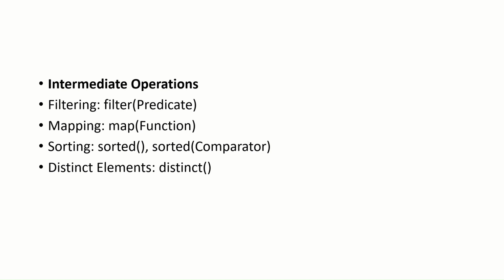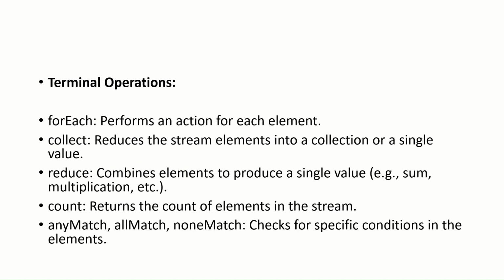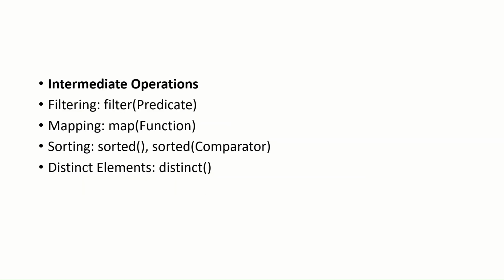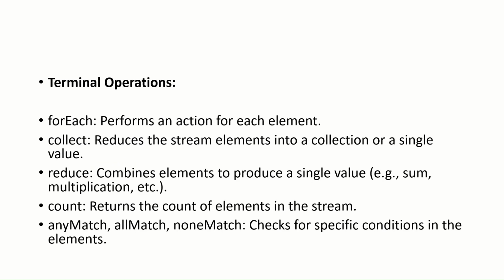Now you have created the stream, you have applied the intermediate operations. Now you have to apply the terminal operation. Make sure that you can apply more than one intermediate operation, right? And then you can apply the terminal operation. Like we already discussed forEach to perform an action for each element. If you want to collect, you can call the collect method. Similarly, if you want to reduce, you can call reduce and count, and there are others as well. So these are the terminal operations that you can apply after the intermediate operations.